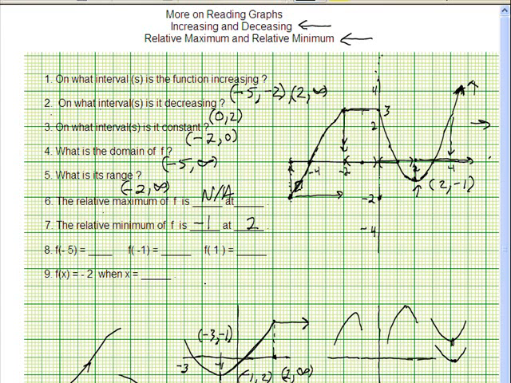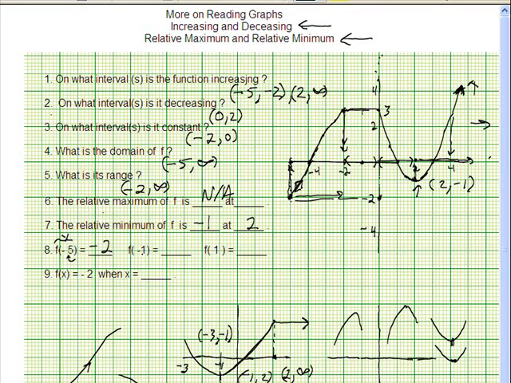The next group we did on the last one, we're trying to evaluate the function. Remember that the f of x is the y, and the number inside is the x. So we're saying, what is y when x is -5? Well, here's x is -5. If I look down at the point, y is -2.